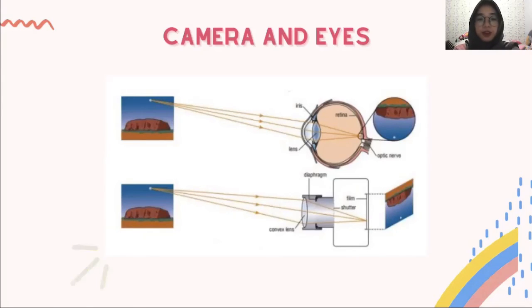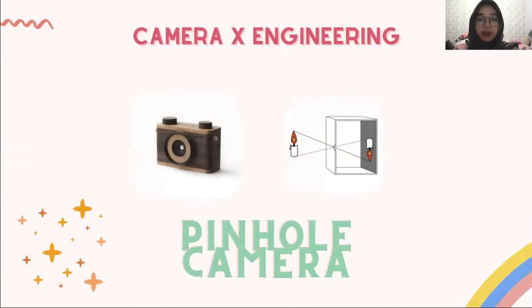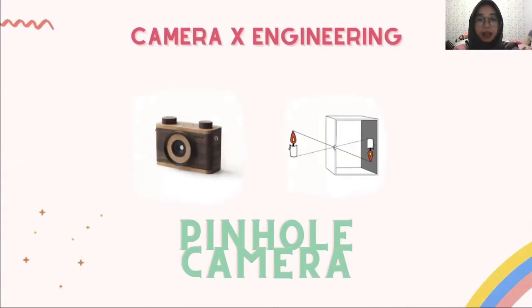And for the next, I will tell you about a camera that doesn't have a lens. The name is a pinhole camera. A pinhole camera is a simple camera without a lens but with a tiny aperture called a pinhole, effectively a light-proof box with a small hole in one side. Light from a scene passes through the aperture and projects an inverted image on the opposite side of the box, which is known as the camera obscura effect.